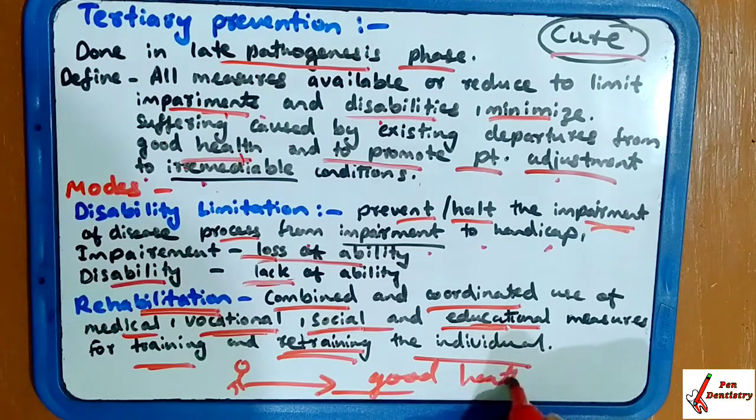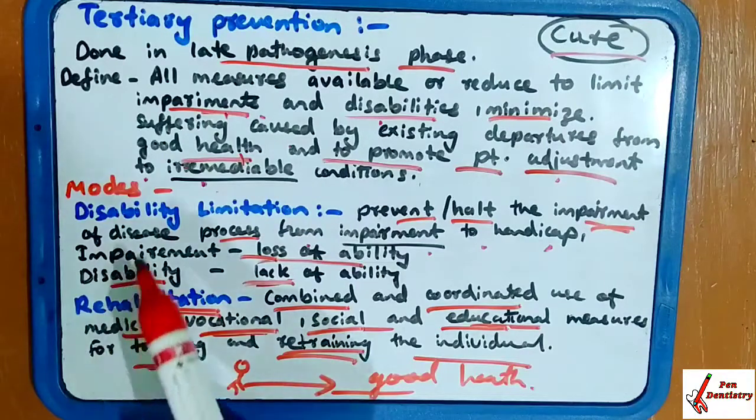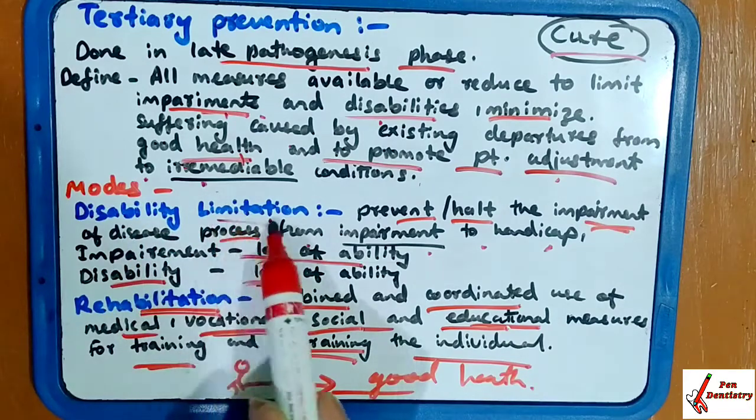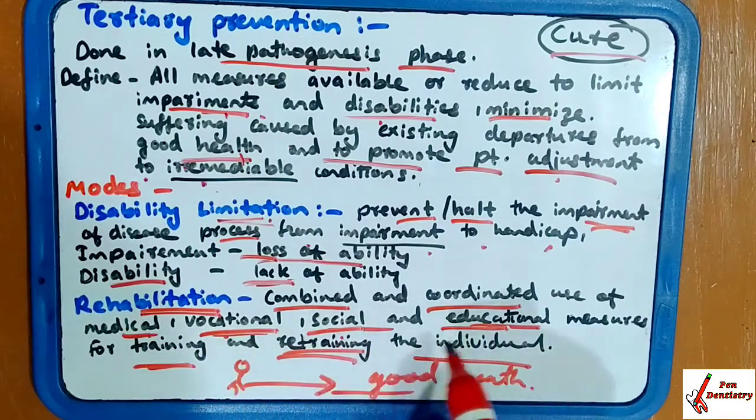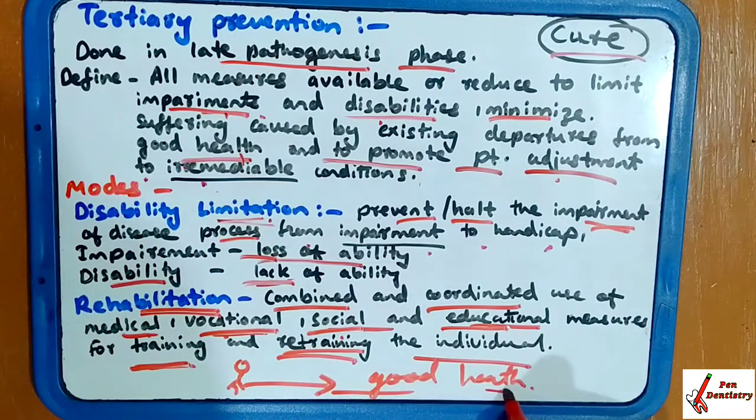So we do these things in tertiary prevention. The modes are disability limitation, that means you do such things to prevent and limit the disability, and rehabilitation, where you do the medical, vocational, social, and educational measures for bringing the person on the main life track. This was tertiary prevention.